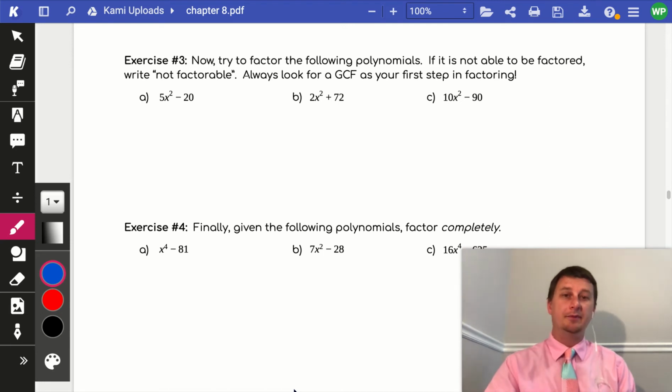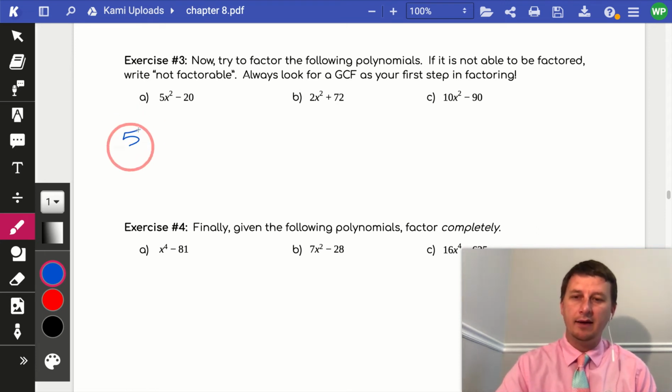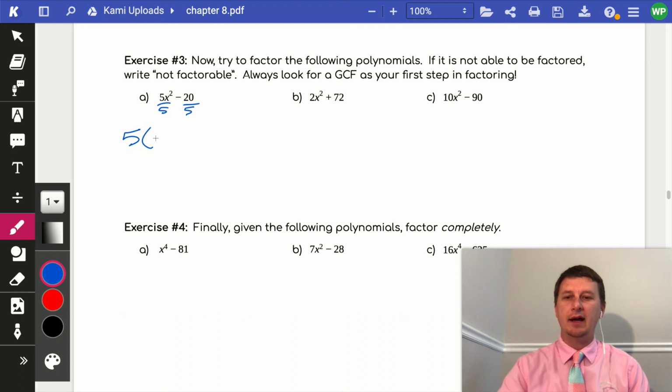So in part A, is there a GCF? And the answer is yes, there is. Because what number can be divided evenly into both of these terms? And your answer should be 5. Okay, so we're going to divide each of these terms by 5. 5x squared divided by 5 is x squared. And 20 divided by 5 is 4. Well, negative 20 divided by 5 is negative 4. And now we're not done yet, because now we look inside those parentheses and we start again. Is there a GCF? No.